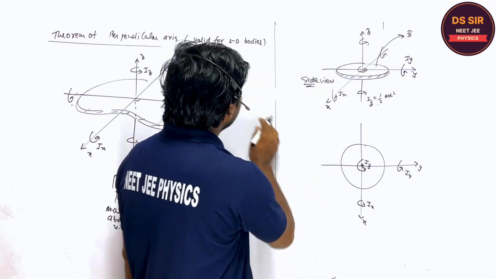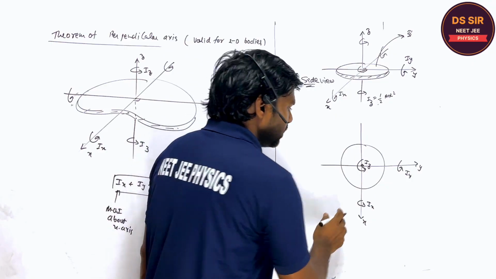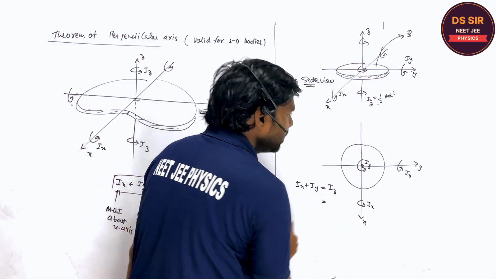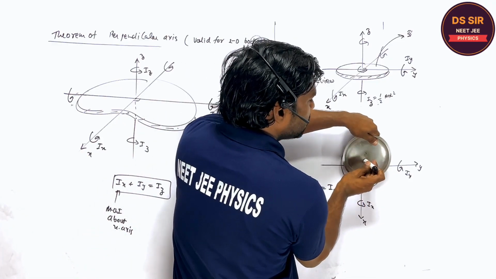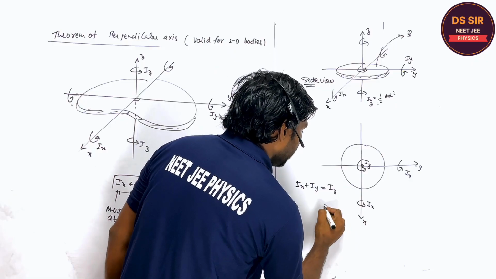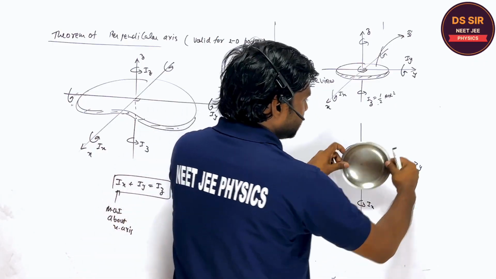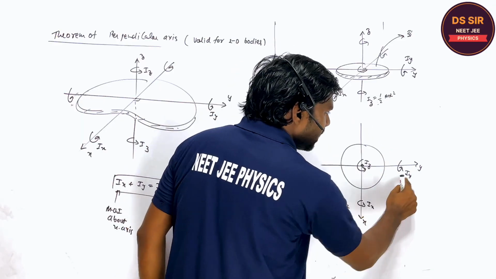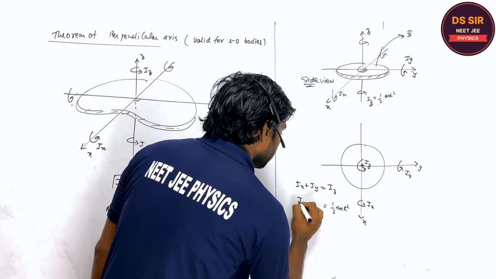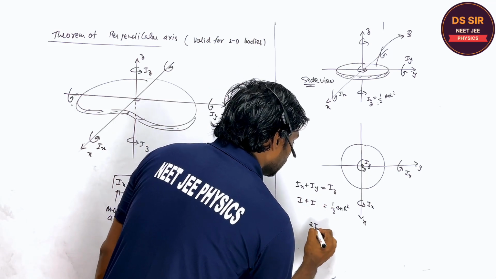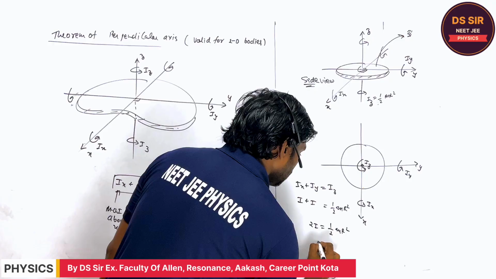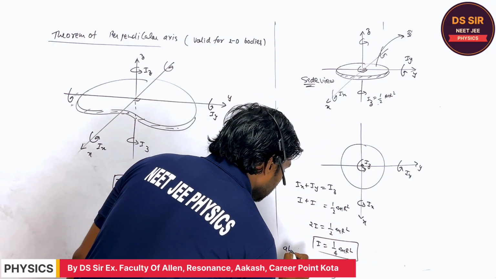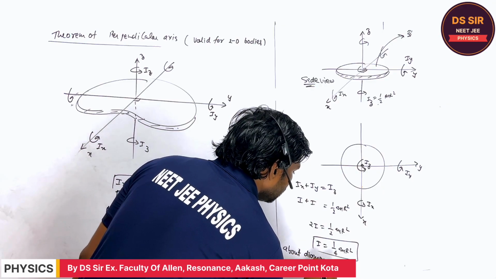Is it a planar body? We can apply the theorem of perpendicular axes. And what is that? Ix plus Iy is equal to Iz. Is it clear or not? So what is the moment of inertia about the z-axis? Say, half mr square. And since this is a diameter and this is also a diameter, Ix and Iy will be the same. So Ix and Iy both are the same. So 2I is equal to 1 by 2 mr square. So the moment of inertia is 1 by 4 mr square about a diameter. Do you understand or not?